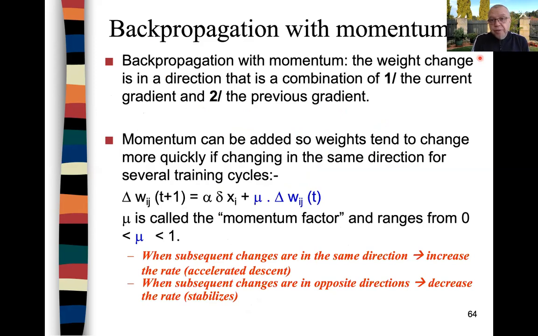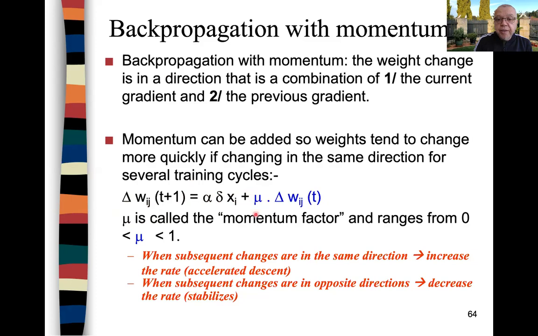Now, another variant of the backpropagation is backpropagation with momentum. In this case, the weight change: when you change your weight, you do it in a direction that is a combination of the current gradient and the previous gradient. So you had your delta W on how to change the weights between node I and J. We used to have a learning rate times the delta that we backpropagate, times the input pattern, right?